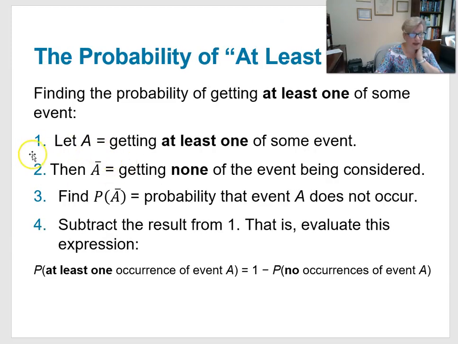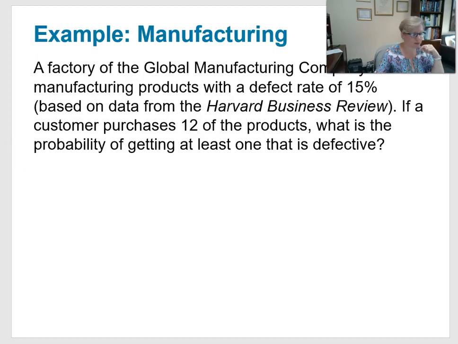So A is going to be the probability of at least one. The complement is going to be the probability that you're getting none, so the probability of A not occurring. And again, remember, you can always do this as the probability of at least one occurring is equal to 1 minus the probability that none occur. Make sure you write that down somewhere in your notes because we're going to use that a lot in this section. So let me give you an example.